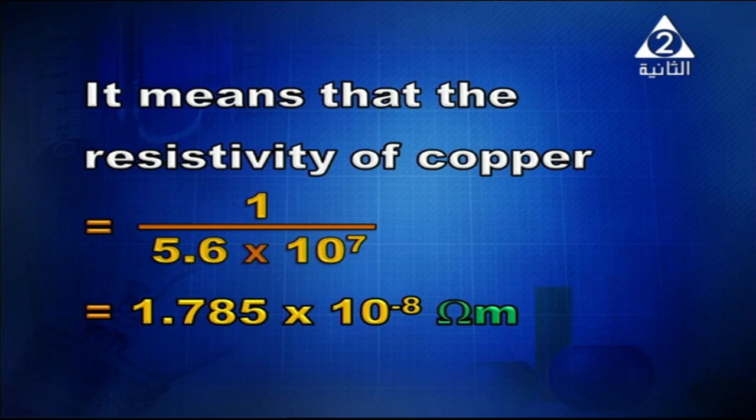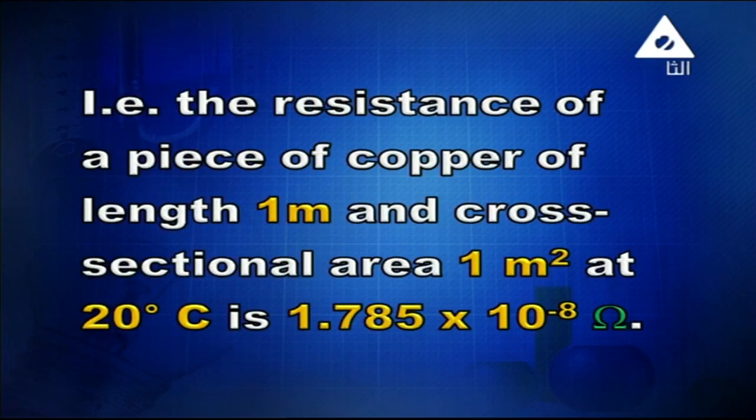Still you have to mention something. Resistivity equals 1.7 times 10 to the power of negative 8 ohm meter. So the resistance of a piece of copper 1 meter in length and 1 meter squared in cross-sectional area is 1.78 times 10 to the power of negative 8 ohm.